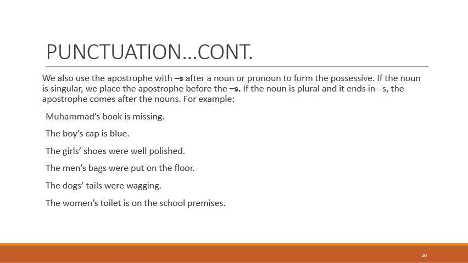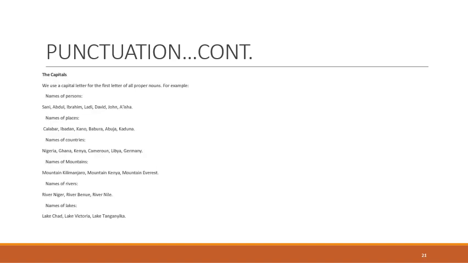Okay. Muhammad's book is missing: Muhammad, the apostrophe, and then s. As with the boy's, apostrophe and then s. As for the girls, being plural, there's no need for another s again, so we put only the apostrophe. The men's, that is the men, and then the apostrophe and the s. The dogs, being plural, like in the case of girls, is also used without what? Without an s.